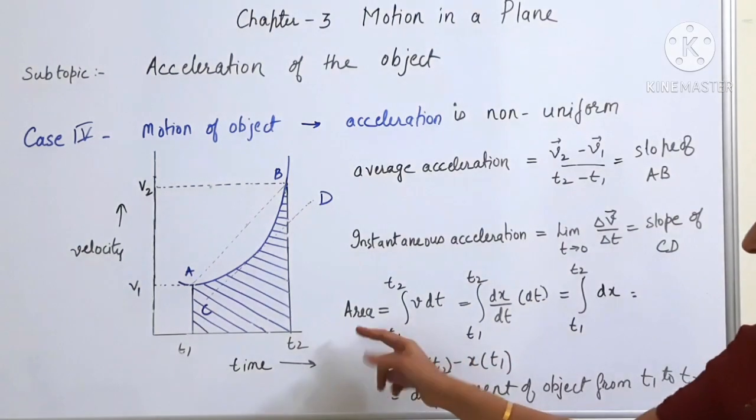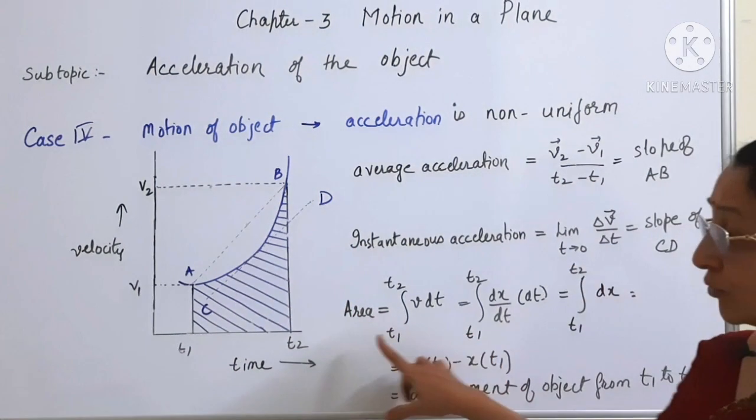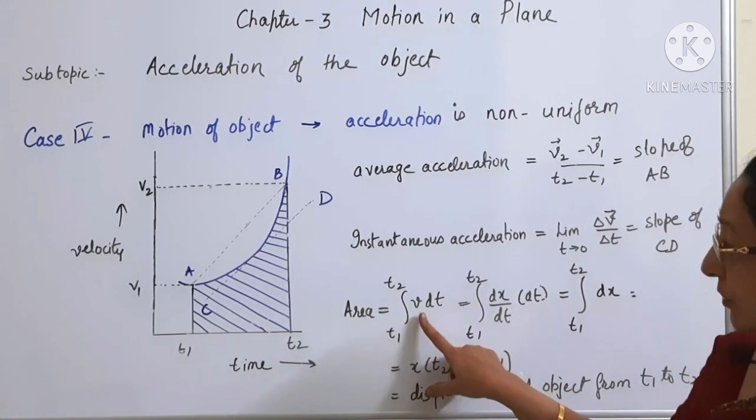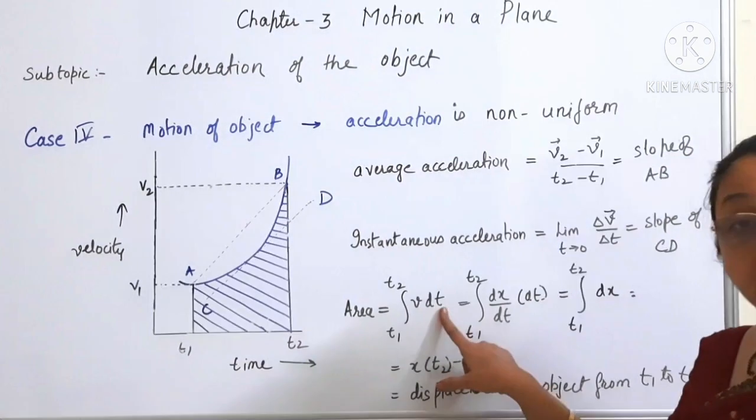So now the area of this shaded portion, from time t1 to t2. So from time t1 to t2 v dt, this is the velocity v into time dt.